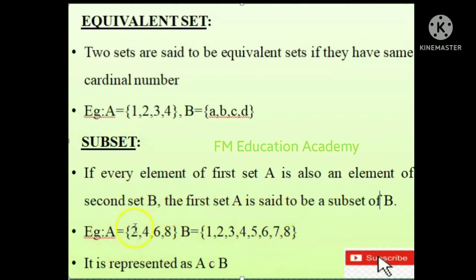So whenever all the elements of the first set come under the second set, we can say the first set is a subset of the second set B. So what is the symbol for subset? This is the symbol for subset. So A is a subset of B. Why is A a subset of B? Because 2, 4, 6, 8 come under B.